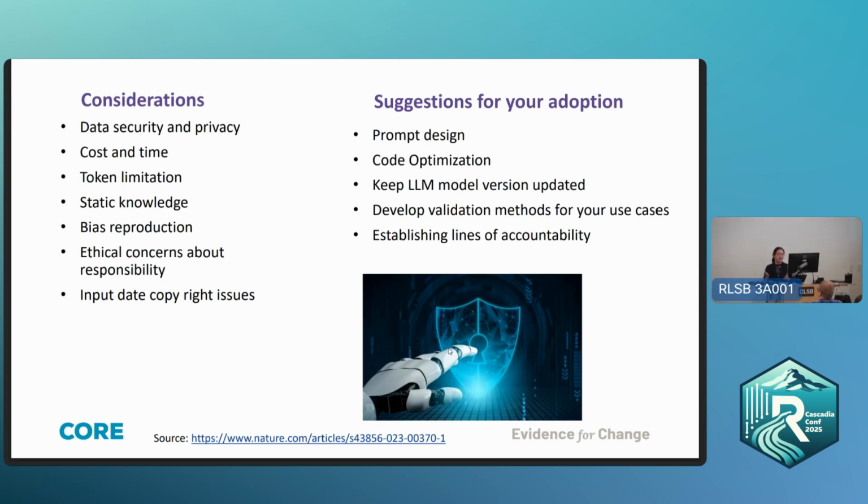And the third is the token limitation, because every large language model has a token limitation. A token is the basic unit in which the large language models process text. If you input text that is too long, like hundreds of pages, the model cannot process it. And static knowledge is another issue, because the model is trained on data available up to a certain date. So you cannot get the latest information from the models.